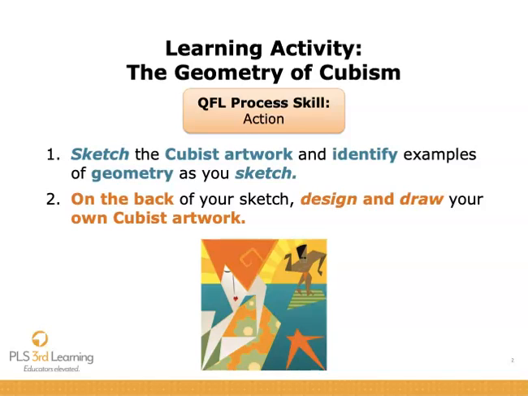Please select one of the Cubist images in the document and then sketch the artwork on a sheet of paper. As you sketch the picture, identify examples of geometry. Highlight or check off each geometry example listed on page 251 as you sketch the picture. What disciplines were evident and what other disciplines can you incorporate?